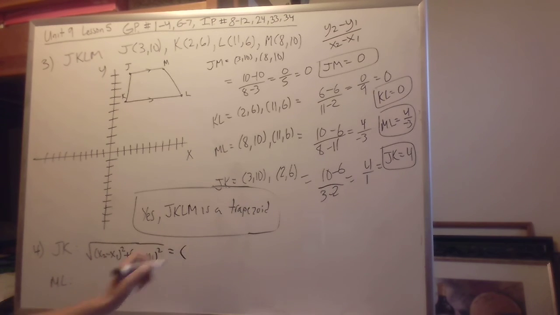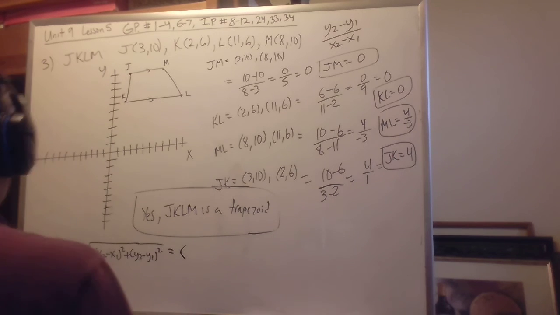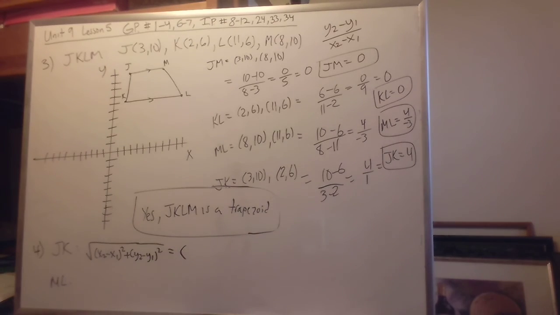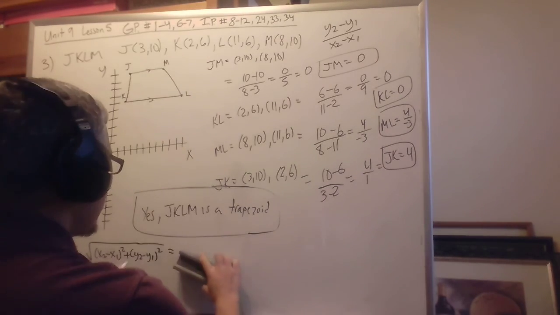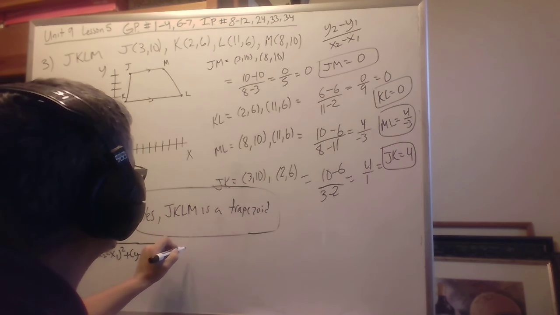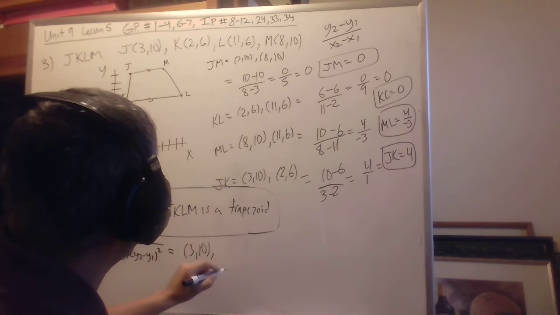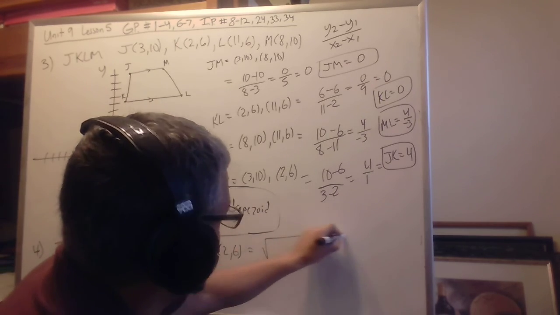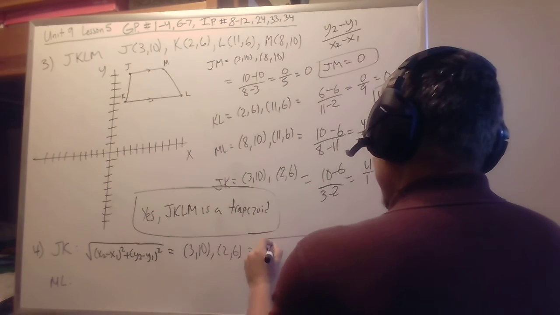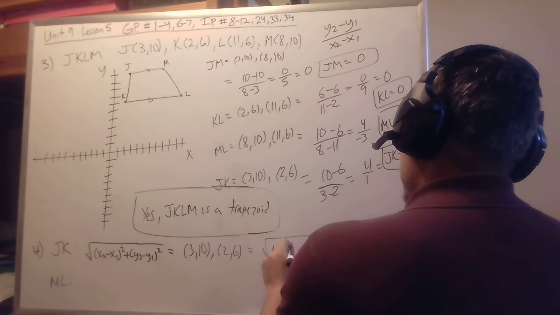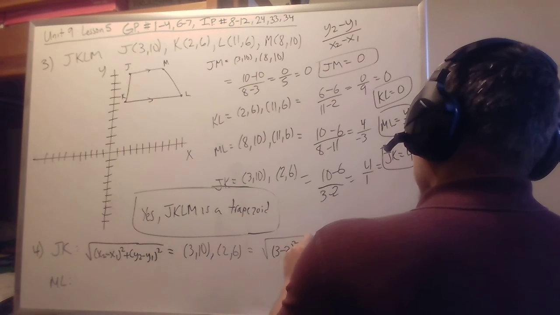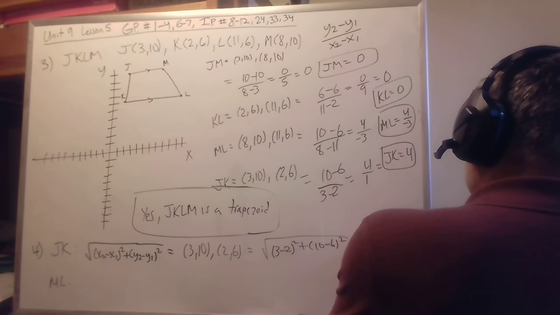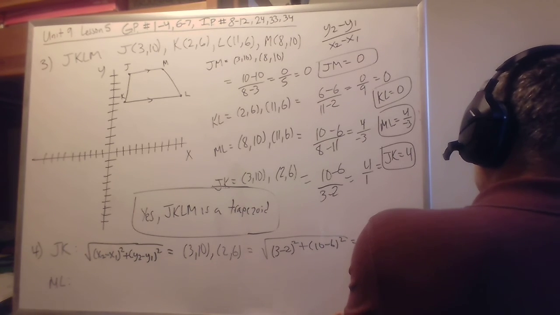And so what we're going to do is we take J and K. So J's coordinate again is equal to (3, 10), and K's coordinate is (2, 6). So we're just going to plug this into this equation. So we're going to have 3 minus 2 squared plus 10 minus 6 squared. And that's going to be 1 squared plus 4 squared, which is the square root of 17.